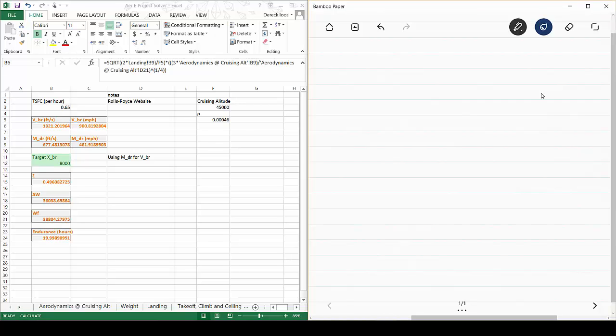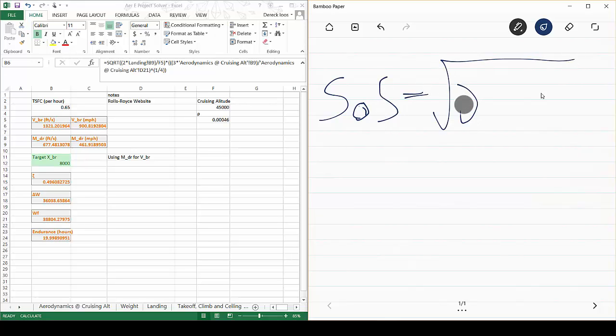So speed of sound equals the square root of gamma times R times the temperature. And to find this temperature, you can click on the link down in the description, which includes a table of standard atmospheric values. Once you find your temperature for your respective altitude, you're going to need to add 459.6 to your Fahrenheit value in order to get an accurate value for your temperature.